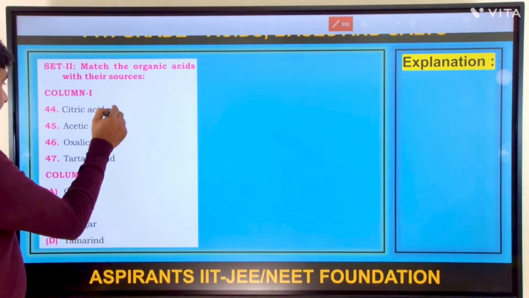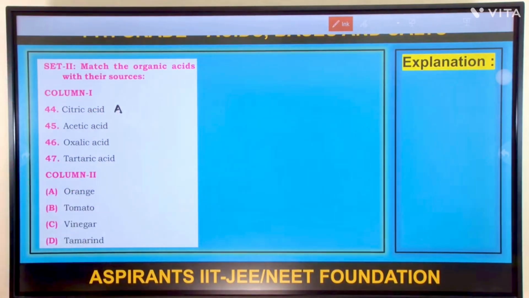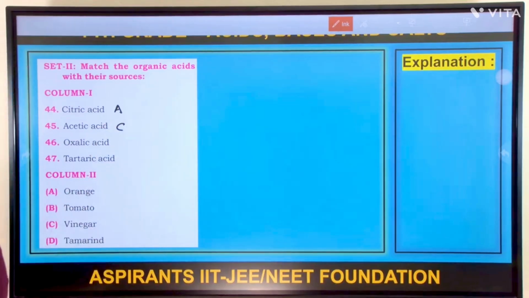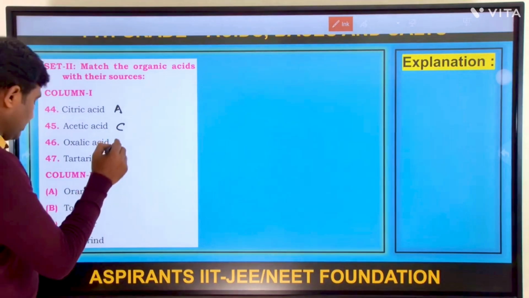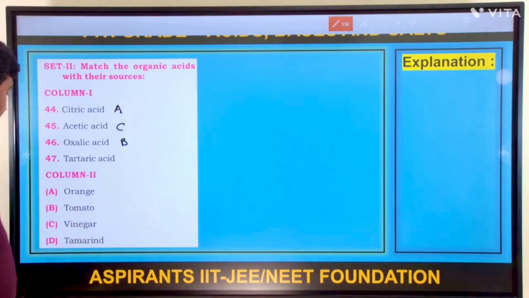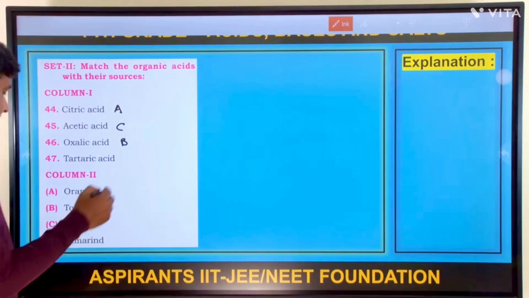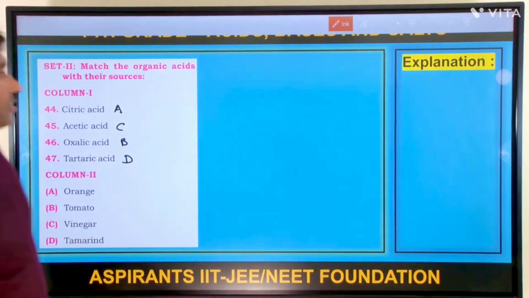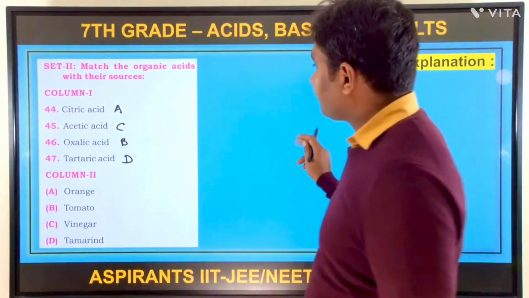So here, A. Acetic acid is found in vinegar. Option C. Oxalic acid occurs in tomatoes. Option B. Tartaric acid occurs in tamarind. Option D. A, C, B, D. Okay, these are the correct options.